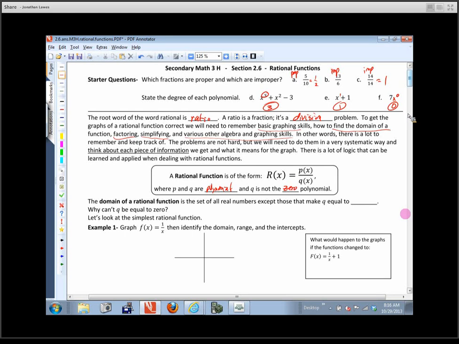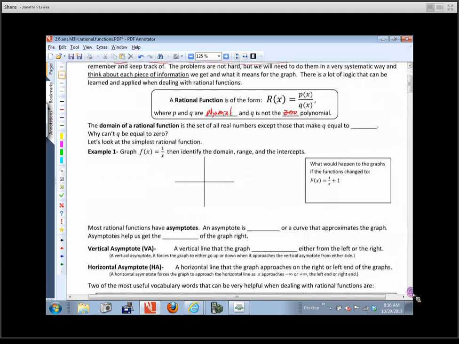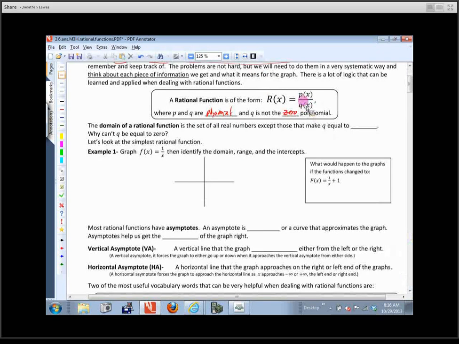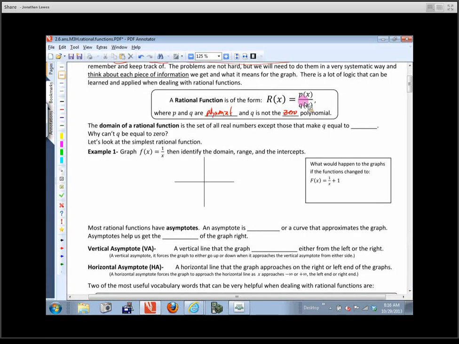So this brings to light the first issue when we're dealing with a rational function, and that is the domain. The domain for a rational function is all real numbers. Normally you can plug in anything you want except what will make the denominator equal to 0. And why can't this Q on the bottom be equal to 0? Because it's division, right? And then we'd be dividing by 0.